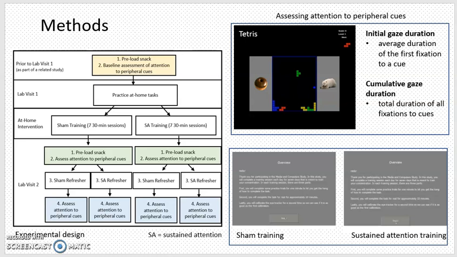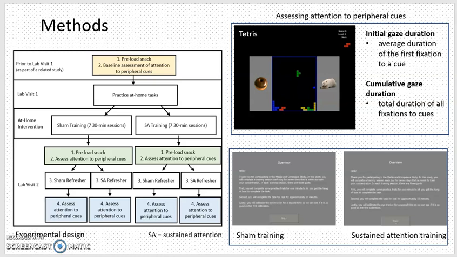So briefly, my methods are summarized on this slide. Drawing your attention first to the diagram on the left, that's my experimental design. Looking at the first box, the yellow box, the first step of this experiment was we had participants, adolescents ages 13 to 17, come into the lab as part of a previous but similar study, and that's where we took their baseline assessment of attention to peripheral cues, and we took additional measurements of their attention to peripheral cues throughout the experiment. So we had a baseline so we could understand what they were before they started the experiment.